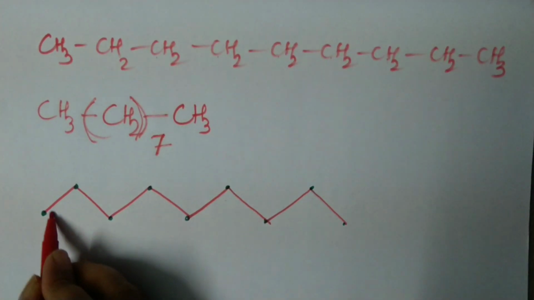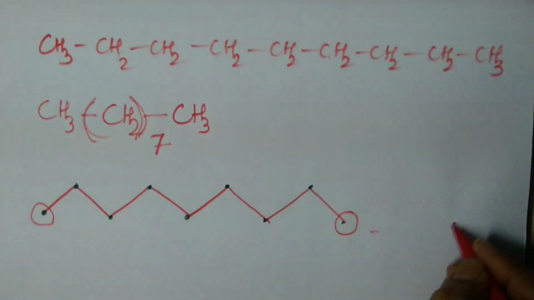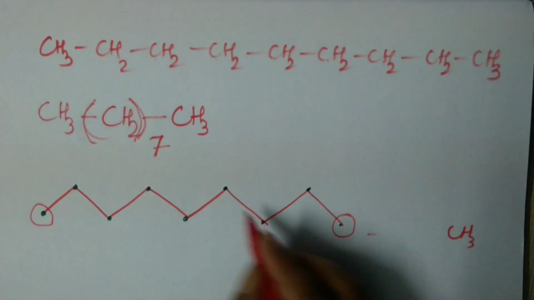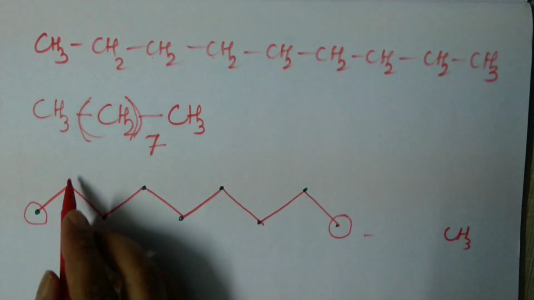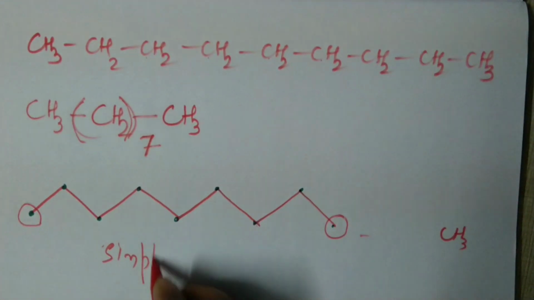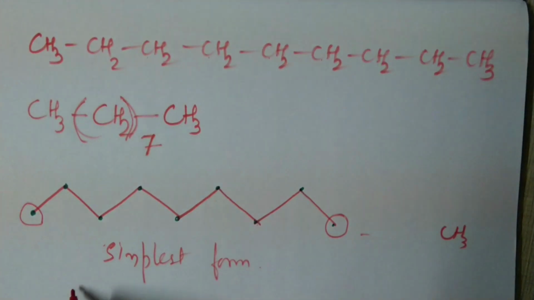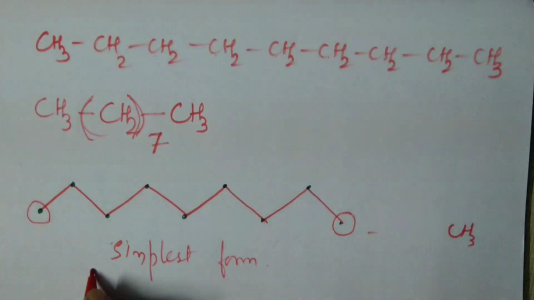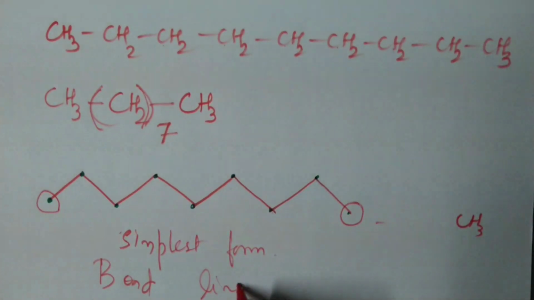The first carbon atom and the last carbon atom will be what? CH3. And what are these? These are nothing but CH2, where carbon and hydrogen are hidden. 1 carbon and 2 hydrogen atoms. So this is the simplest form. And what form is this called as? It is called as bond line structure. Bond line structure.